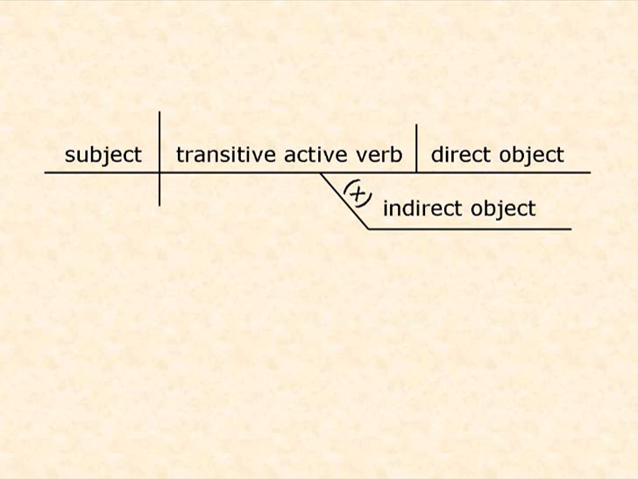As you can see on this slide, diagram the direct object after the verb. Draw a shorter vertical line between the verb and the direct object. The indirect object goes beneath the verb on a crooked line, similar to one used with a prepositional phrase. The X implies to.